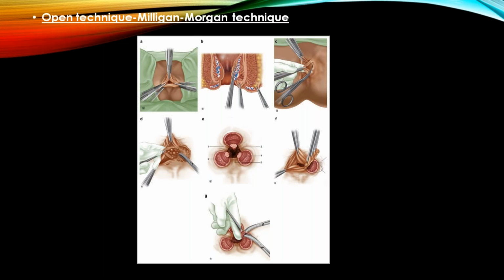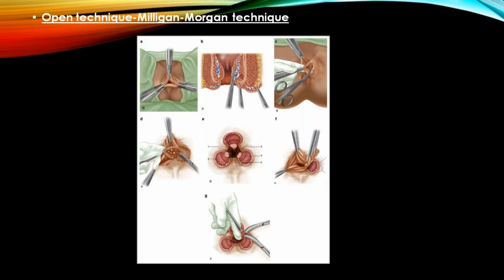Number two is in the early morning at 6 o'clock the patient should be given a soap water enema, so that the patient will pass stools and the anal canal and rectum will be free of stools. Okay, and the patient will be shifted to operation theater. Patient will be kept in lithotomy position after giving spinal anesthesia.